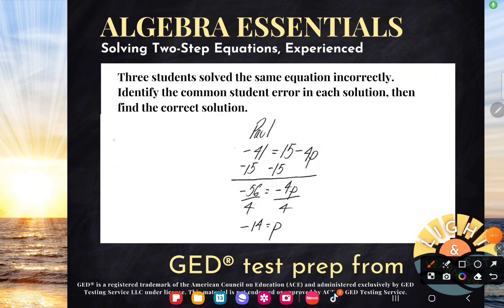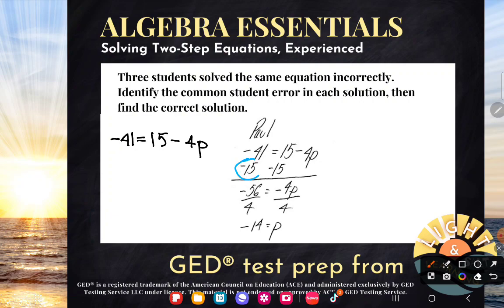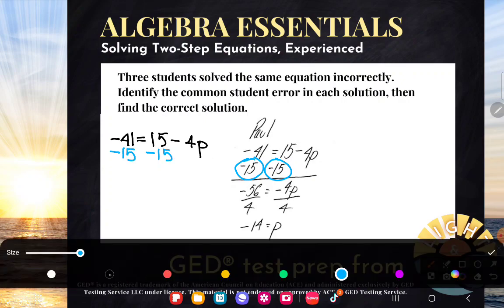All right, let's look at Paul's solution. So Paul managed to avoid that first trick that Katie fell for, and I like what he did as his first step. We can see that he chose to not add 15 to both sides, but subtract 15. So good choice, Paul.